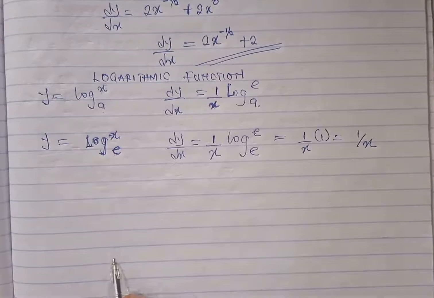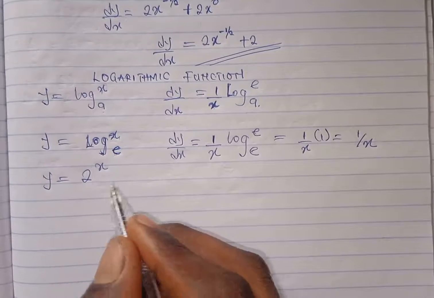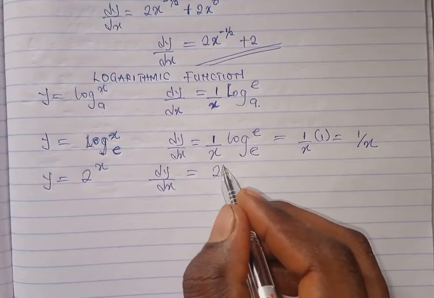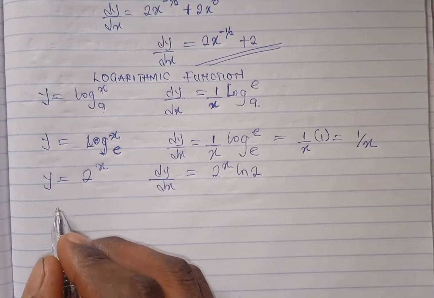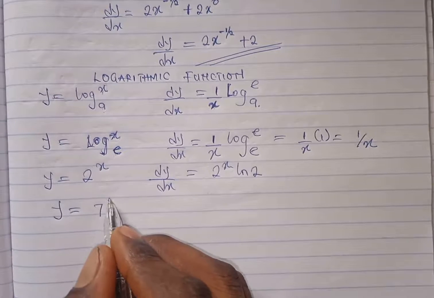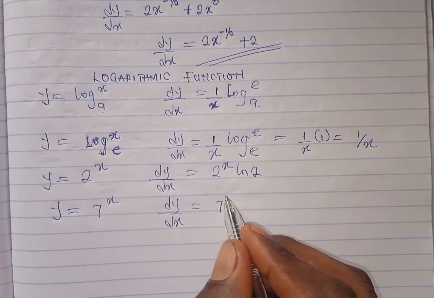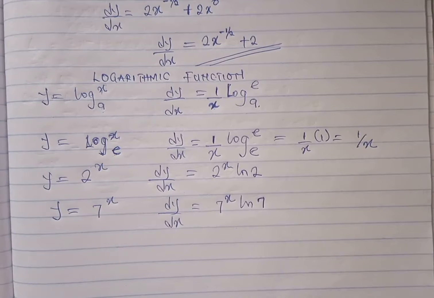Then finally, if you have y is equal to 2 raised to the power of x, your dy dx or your derivative will give you what? 2 raised to the power of x in 2. So simple. And even if y is equal to 7 raised to the power of x, your dy dx will still be 7 raised to the power of x in 7. So it's as simple as that.